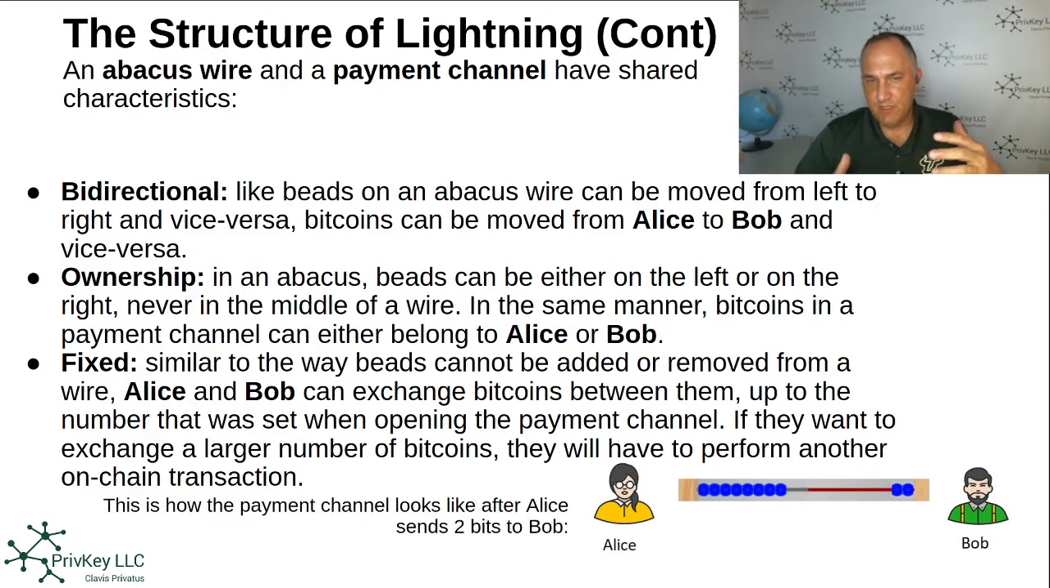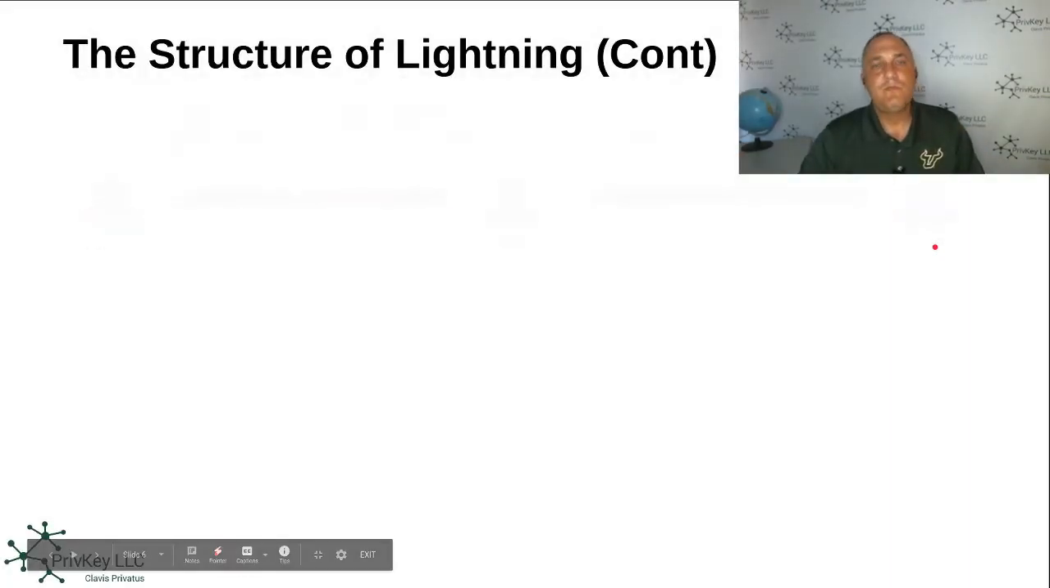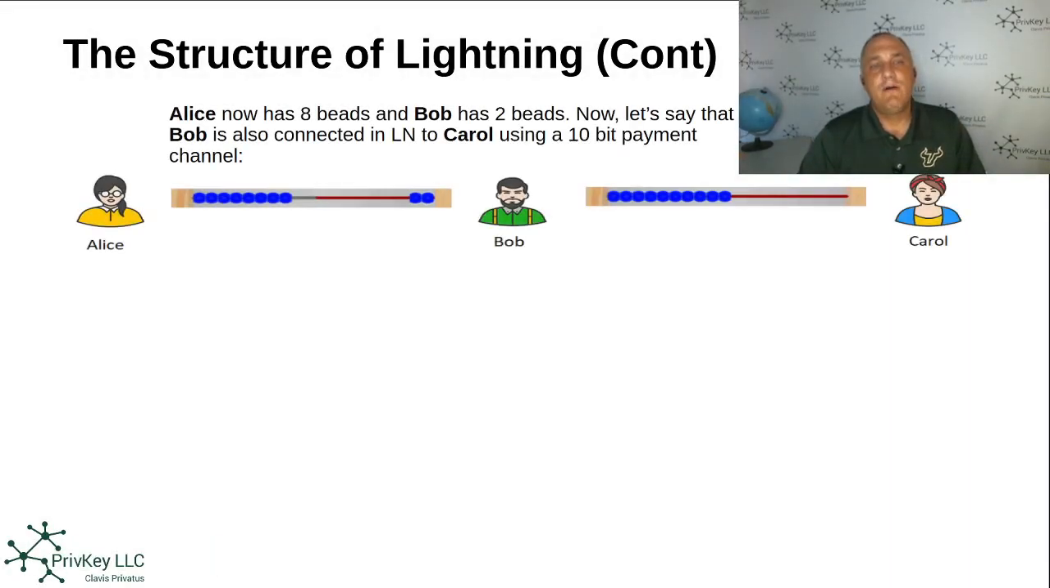So this is how the payment channel looks at the moment. Alice has 8 beads on her end, and Bob has 2 because Alice just sent 2 beads to Bob. That's fairly simple. That happened in lightning speed, right? So in the next example, Alice now has 8 beads. Bob has 2 beads, as you can see here, and that's their channel, right?